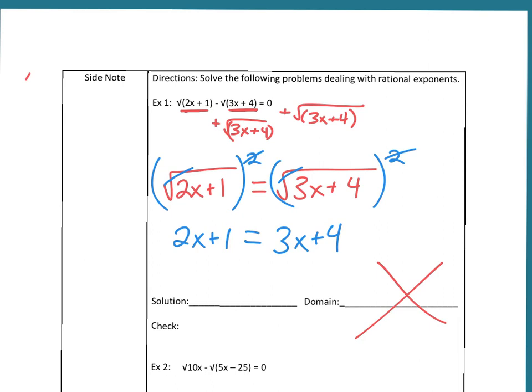Okay? These ones are really easy. I think they're easier than the other ones, to be honest, but subtract the 2x, subtract the 4. X is negative 3. That's your answer.